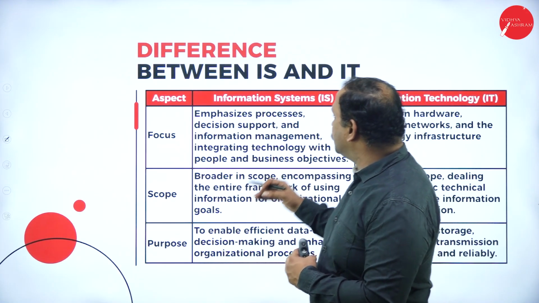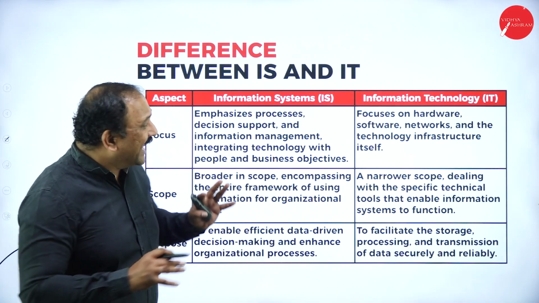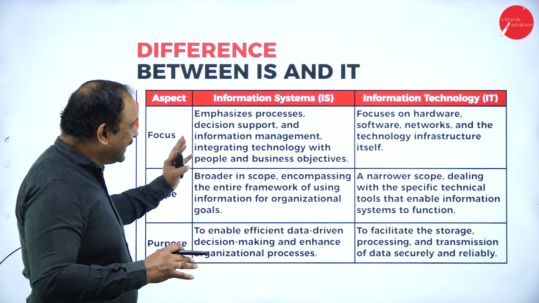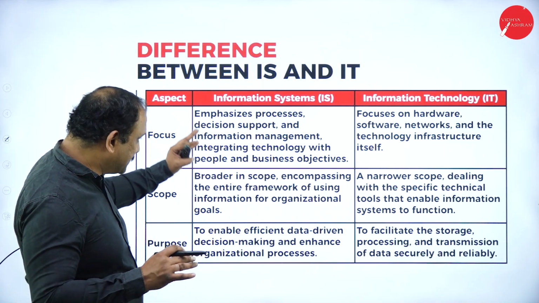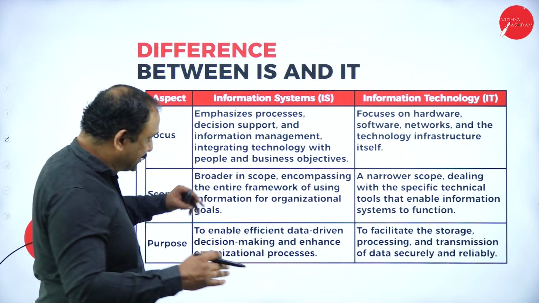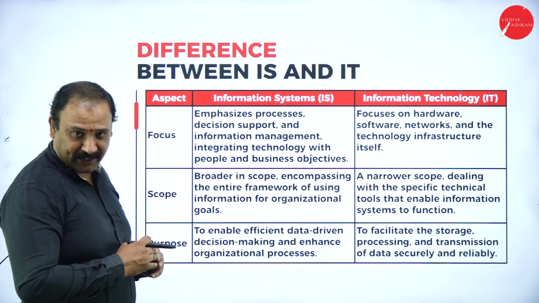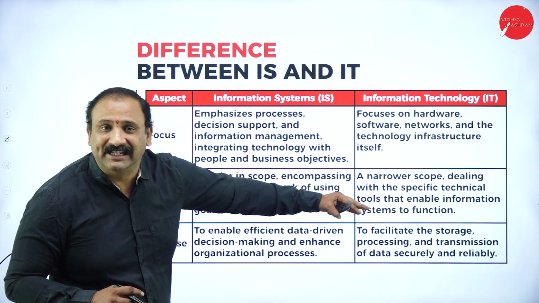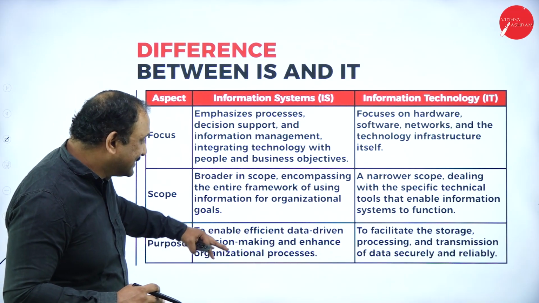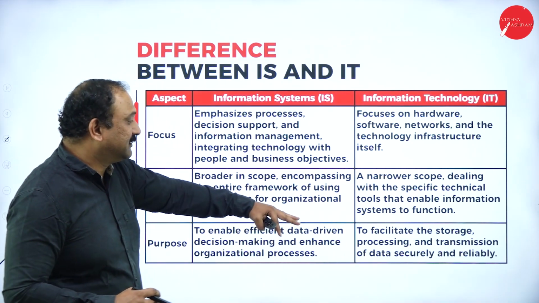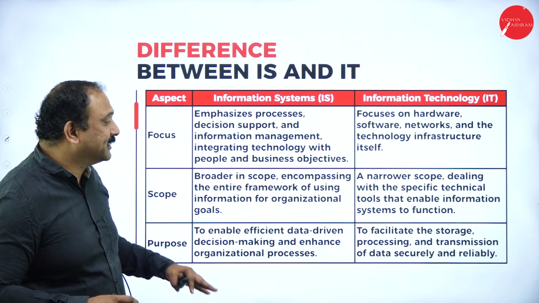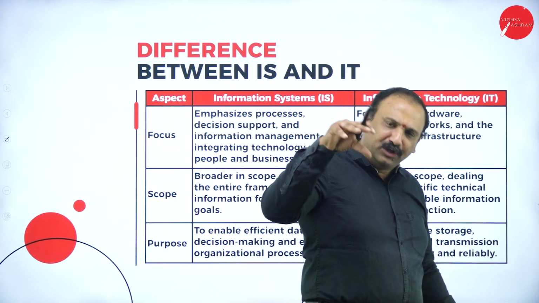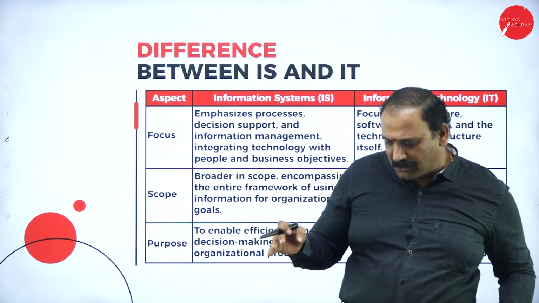Now, we are concentrating on the difference between information system and IT. The first one is the emphasis lies on process, decision support. The second one is on the technical infrastructure itself. The first is broader in scope. That one is narrower in scope. The third one is efficient, data-driven. The third factor that we are going to talk about is storage processing. Somewhere people interchangeably argue, they use this factor IS is equal to IT.